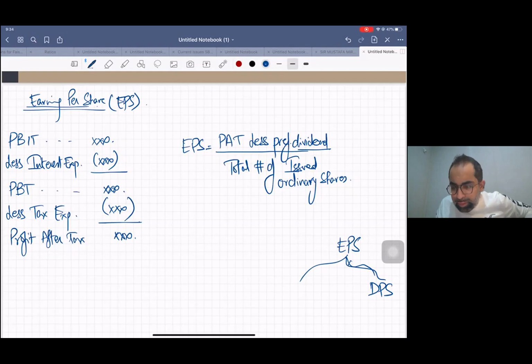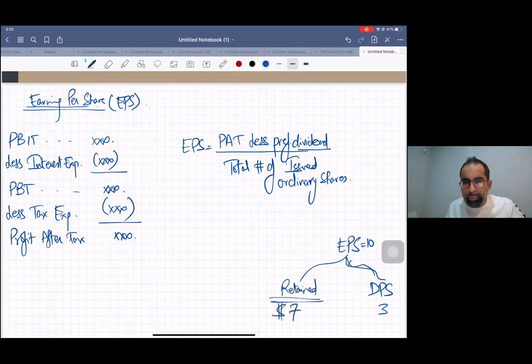For example, the EPS of a company is $10 per share, and out of these $10, the company has distributed a dividend of $3. That means the company has retained $7 per share.